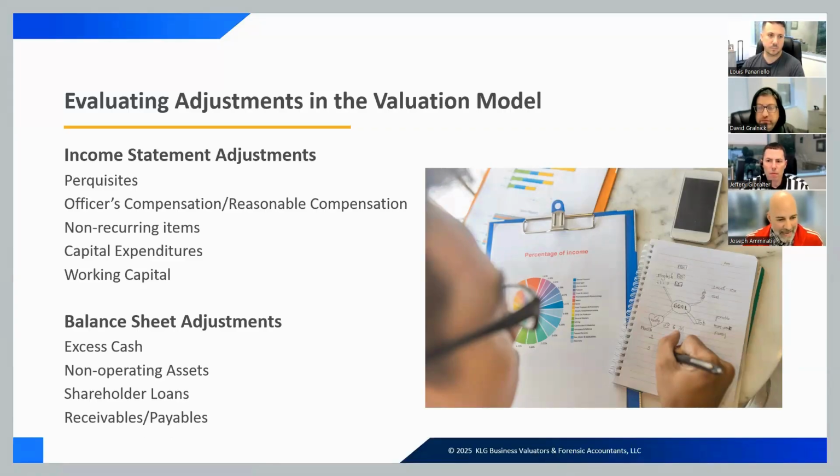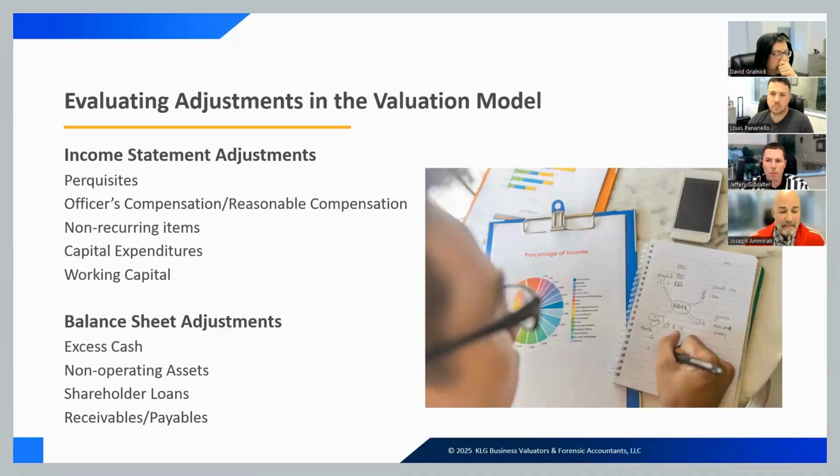Another area to attack or to look at would be shareholder loans on the balance sheet. This can be either a receivable or a payable. If they borrowed money from the company, it's a receivable. The questions can be: how far back does that transaction go? What was the purpose of that? Why did they borrow money from the company? And will it be repaid?